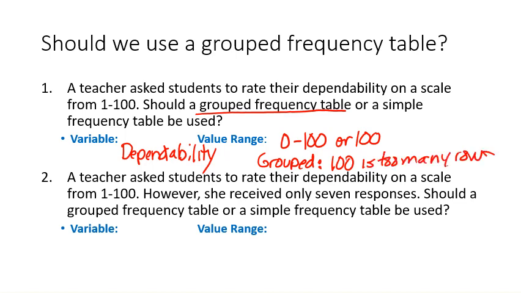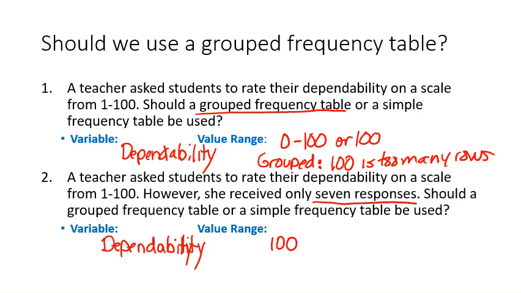But now I have another question. A teacher asks students to rate their dependability on a scale from 1 to 100, the same as before, but she received only 7 responses. Should a grouped frequency table or a simple frequency table be used? So let's get our key information. We are still looking at dependability, and our value range is still 100, but only 7 responses.